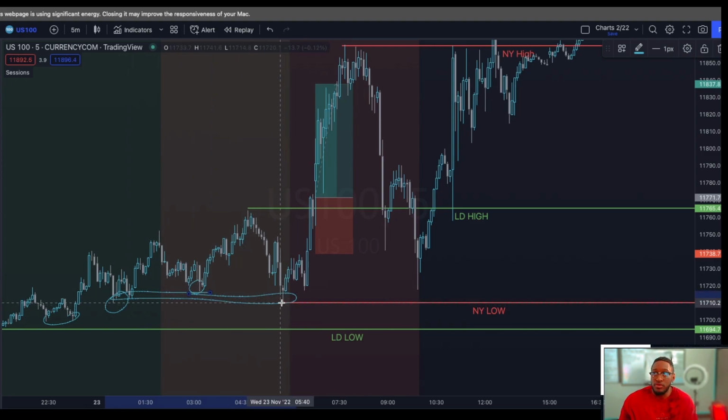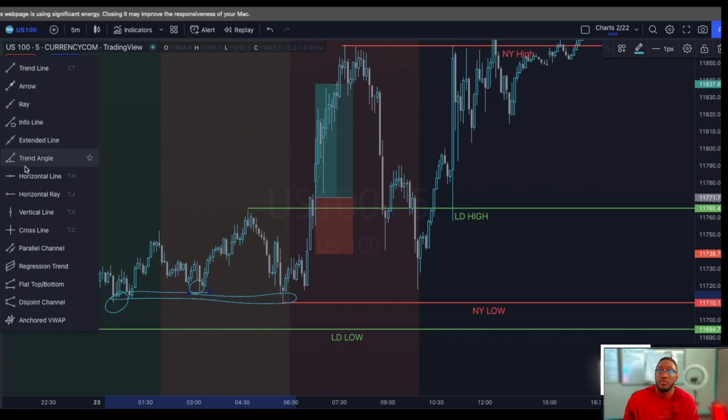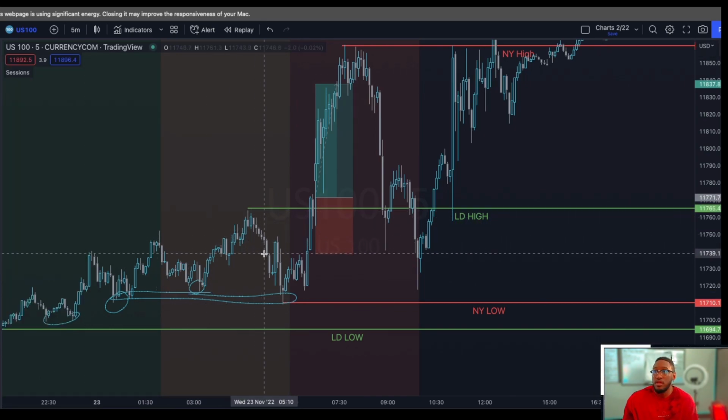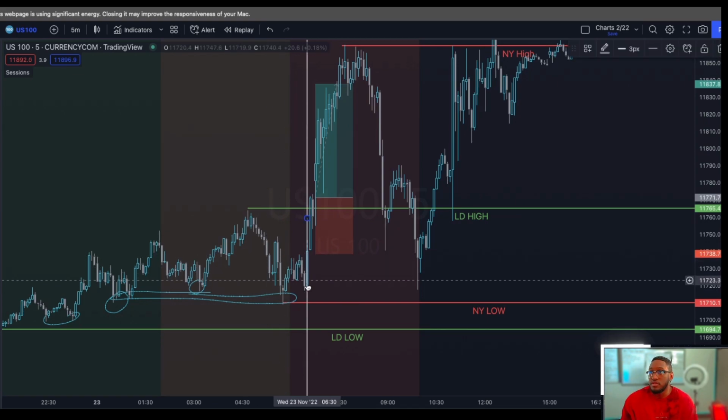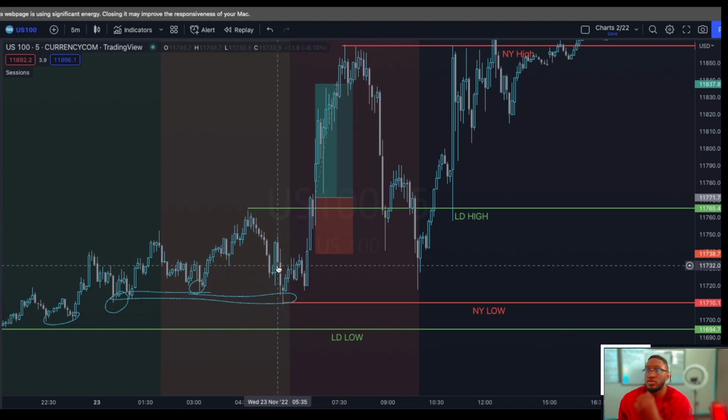Stop out the orders, and then what happens? It rejects right off, boom, comes back down. Now let me take this vertical line and highlight the 6:30 open, the 9:30 open Eastern, right? This is 6:30, right? This candle right here is 6:30. Now this is what also happens during the stock exchange open.